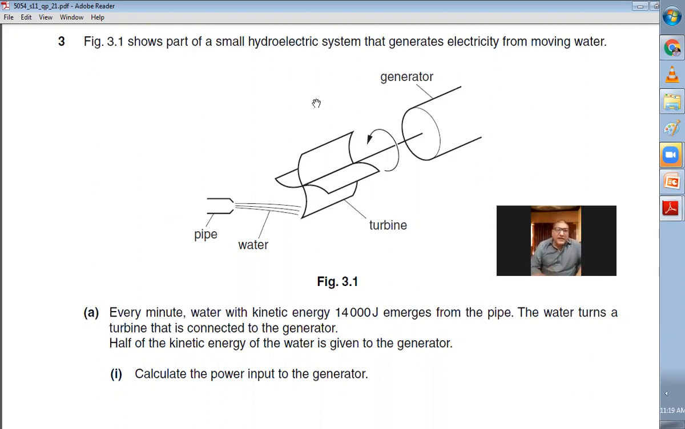So every minute water with kinetic energy 14,000 joules emerges from the pipe. The water turns the turbine that is connected to the generator. Half of the kinetic energy of the water is given to the generator. So the water entering here in 1 minute has kinetic energy of 14,000 joules, and half of this kinetic energy is given to this turbine. The water then comes out. It still has a lot of kinetic energy in it.